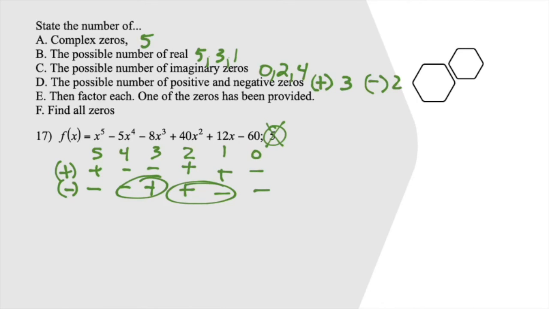Now we're going to do letter E. Since the 0 has been provided, would we do the, I don't even remember what it's called, where we plug in. It's called synthetic division. Synthetic division, yeah. Not pathetic division.